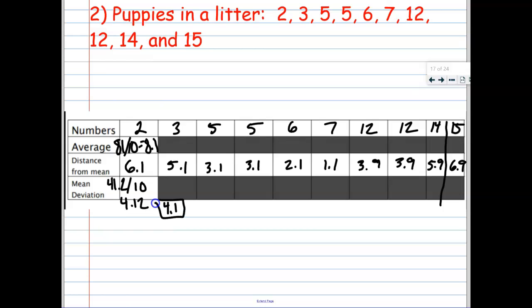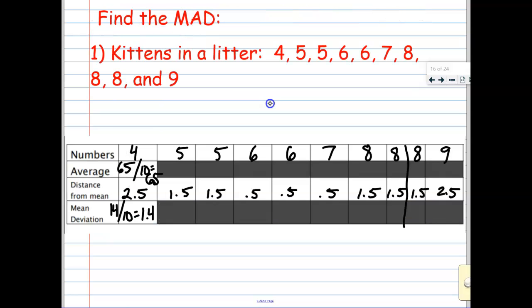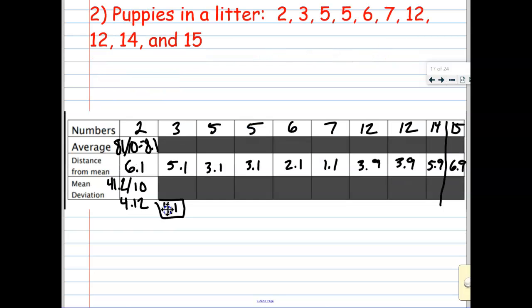So when we look at this, that's kind of a high MAD, right? We had a low of 2 and a high of 15, so we have way more variability here. We have a MAD of 4.1, versus kitties, who had a MAD of 1.4. So kitties in the litter were more close together and more consistent in their numbers, whereas puppies were really spread out.